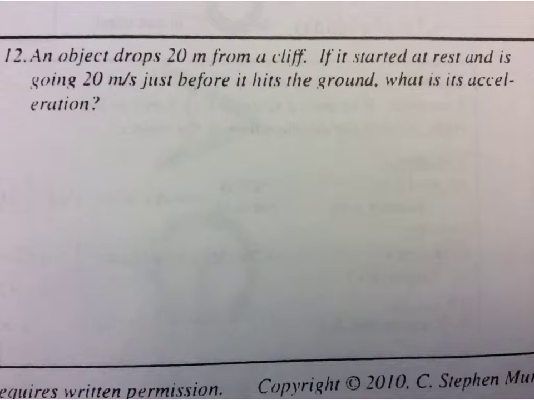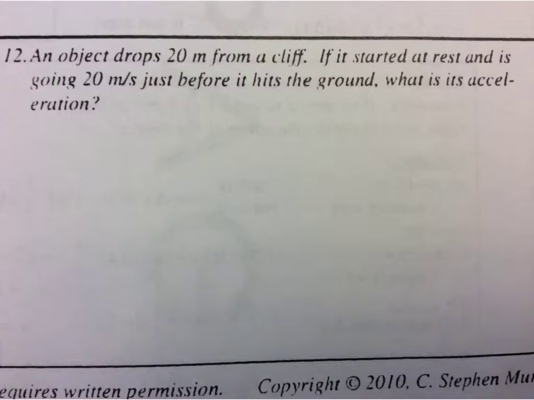In this lesson, we're going to look at some of the easiest ways to solve a word problem. This example is from class, and the question reads, an object drops 20 meters from a cliff. If it started at rest and is going 20 meters per second just before it hits the ground, what is its acceleration?